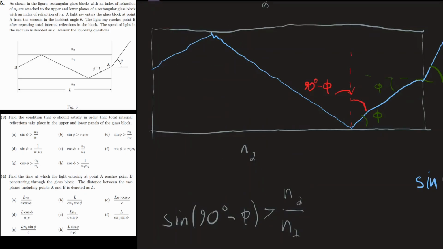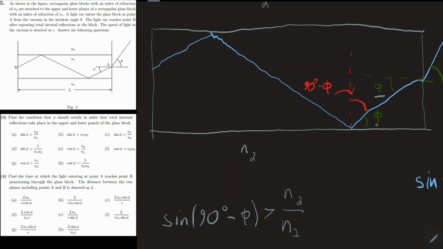Next is question 3, which says, find the condition that phi should satisfy in order that total internal reflections take place in the upper and lower panels of the glass block. So here's a diagram of the light beam. Of course, we have the internal angle phi right here.